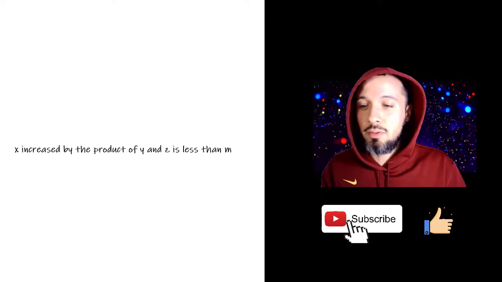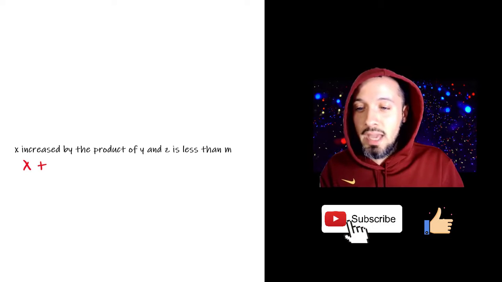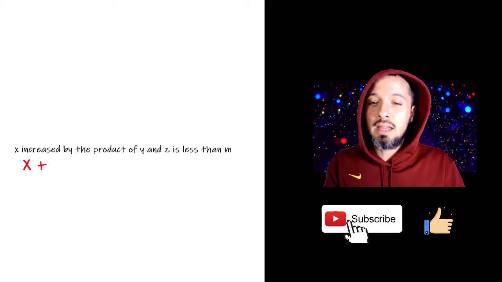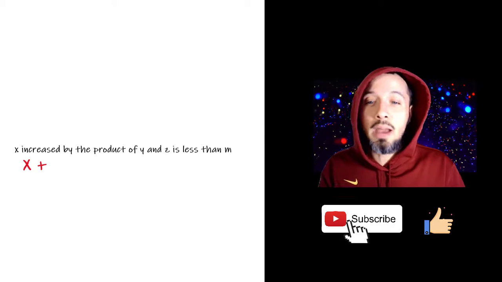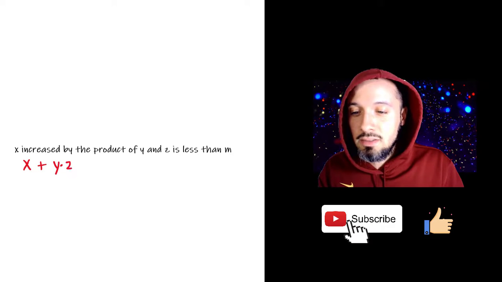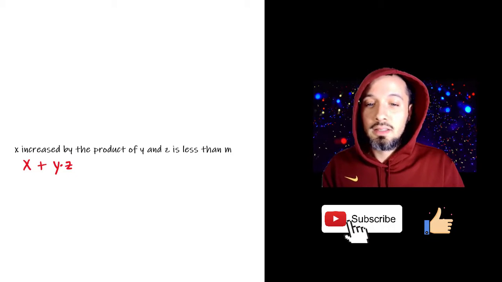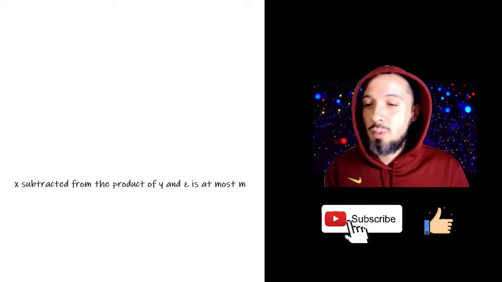Next problem. X increased by. X increased by means we're adding something, so we're adding more. We're going to increase it by the product of y and z. So we're increasing it by the product. Product means multiplying. So the product of y and z is less than m.